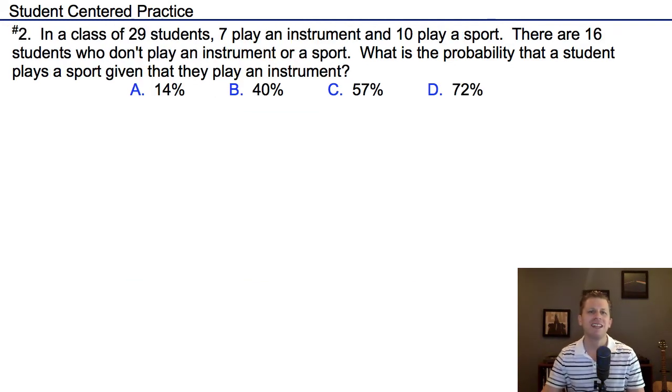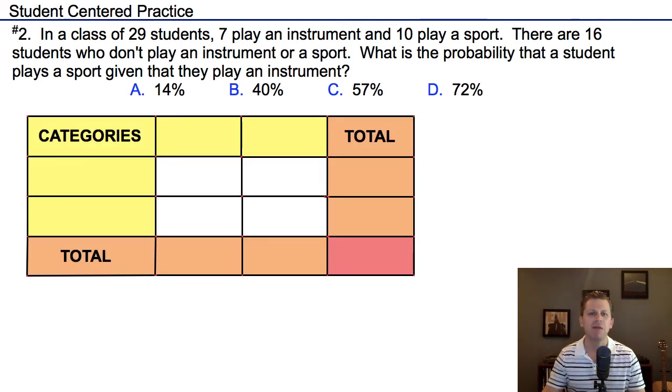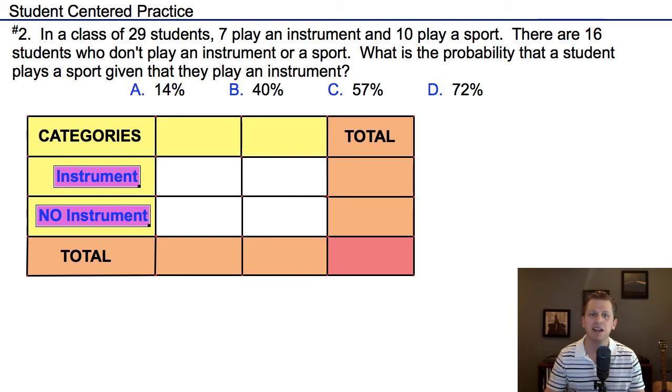This problem here reads that in a class of 29 students, 7 play an instrument and 10 play a sport. There are 16 students who don't play an instrument or a sport. What is the probability that a student plays a sport given that they play an instrument? Let's start by setting up our two-way table and figuring out what the categories are here. It looks like my 2 categories are plays an instrument and plays a sport, and for each of those 2 categories, let's include the complement. So the first one could be plays an instrument, doesn't play an instrument, and the second one would be plays a sport and doesn't play a sport.